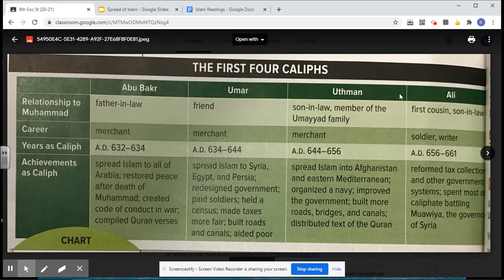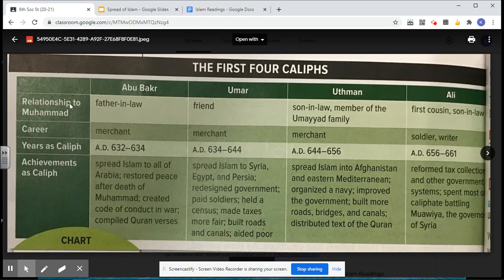These people individually won't necessarily be what I quiz you about later or have a test over. It's going to be the patterns that we're going to talk about down here in general about all of the first four caliphs. Okay, so they have the categories of the relationship to Muhammad, the career of that individual, how many years they were caliph, and their big achievements.